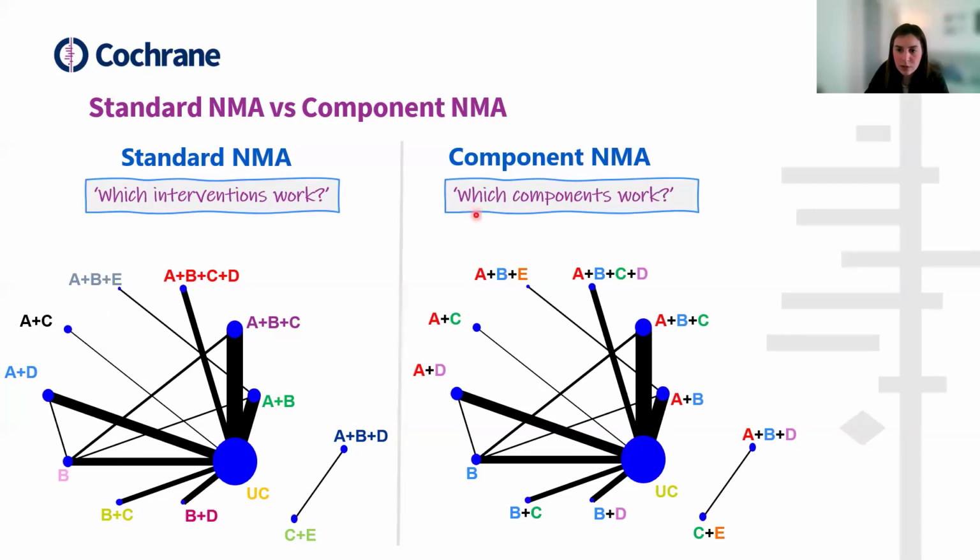However, in component network meta-analysis, we are interested in which components work. So we treat the interventions as combinations of these 5 different components, which are denoted in different colors. So in the component network meta-analysis, the interventions share the same components, while in network meta-analysis, all these combinations are considered to be distinct interventions.